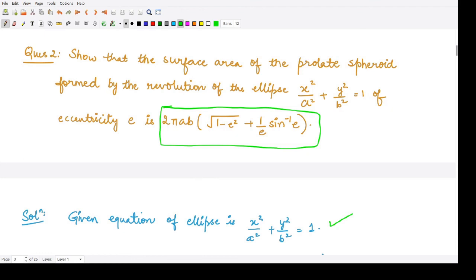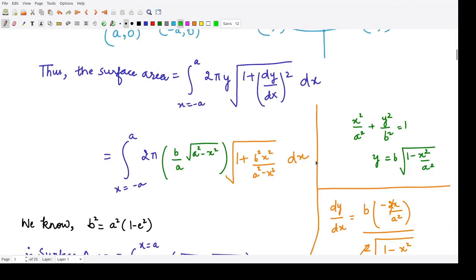You will firstly calculate what the limits are. The surface area is given using this formula. So here we will find out from what limit to what limit we have to perform this integration, and then the formula is 2 pi into y square root of 1 plus (dy by dx) whole square into dx.